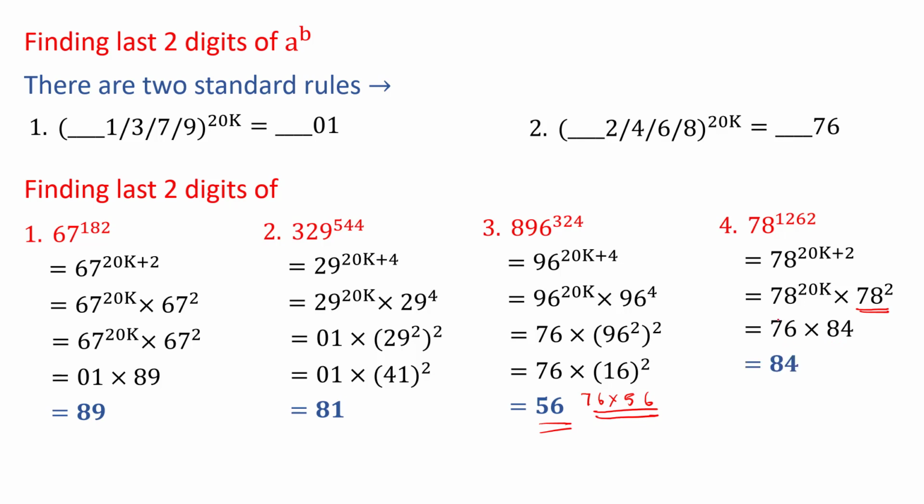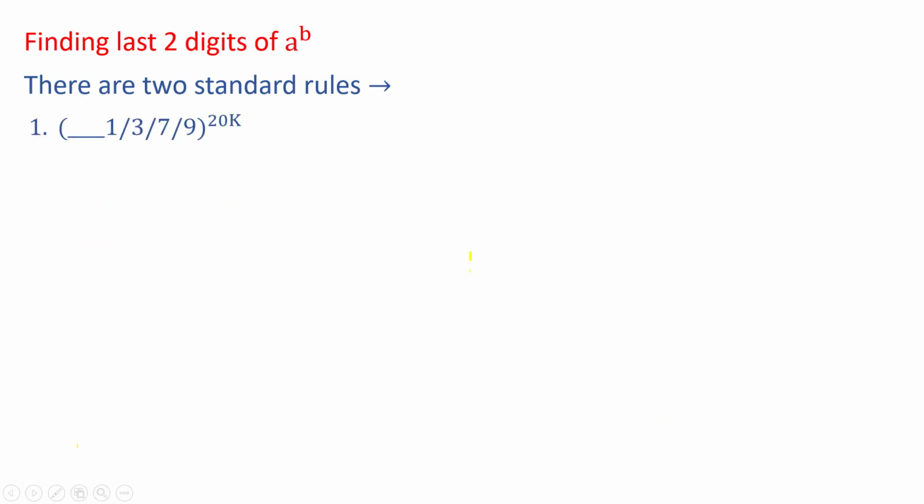Okay, so this is how we can use these properties. After that, let's have a look at these properties in detail. What we saw earlier is if a number ends with 1 or 3 or 7 or 9 to the power multiple of 20, it always ends with 0, 1.